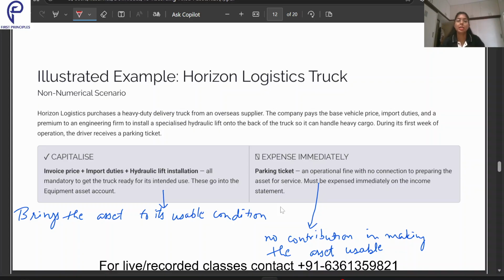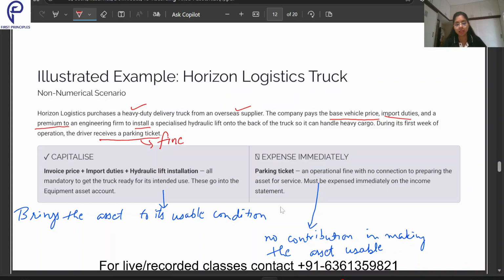So what is happening? There is one organization. They purchase a heavy duty delivery truck from an overseas supplier. The company pays the base vehicle price, import duties and a premium to an engineering firm to install. Now, during its first week of operation, the driver receives a parking ticket. Parking ticket means some kind of fine has been imposed. In the US and abroad, outside India, whenever someone receives any fine on their vehicle, it's termed a ticket, parking ticket or some kind of ticket.